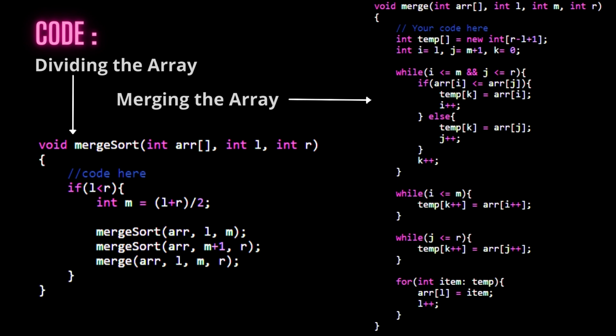We'll run a while loop and iterate both the arrays. We'll compare the values and add them to the temp array based on the comparison. The other two while loops will make sure that if the elements in one array are completely iterated, then the remaining elements from the other array are added to the temp array. The last step is to copy the elements from the temp array to the main array.